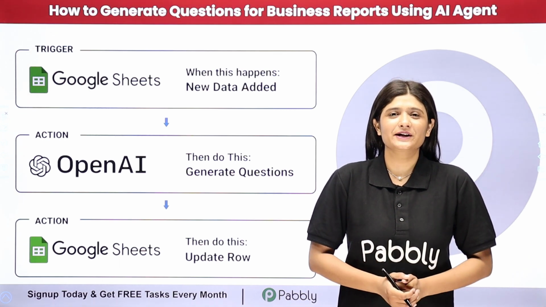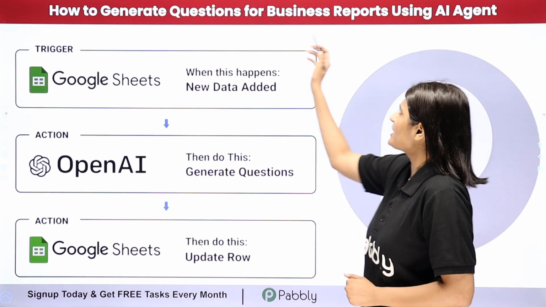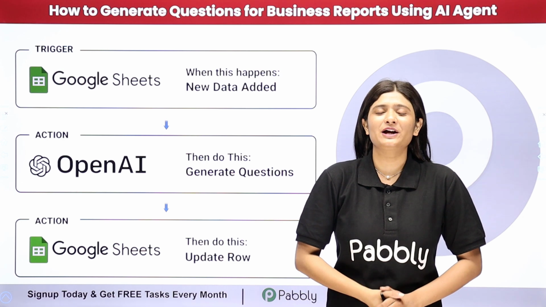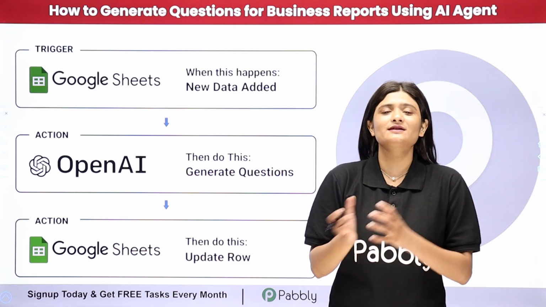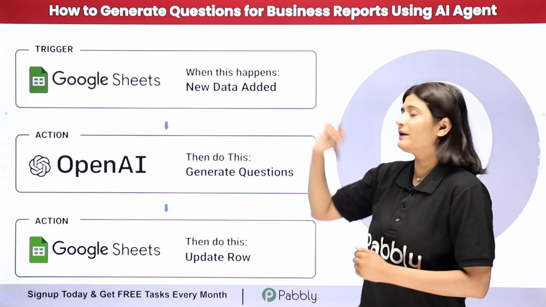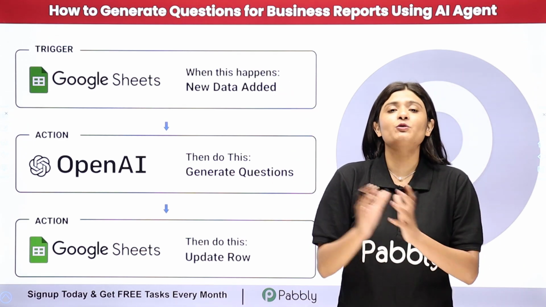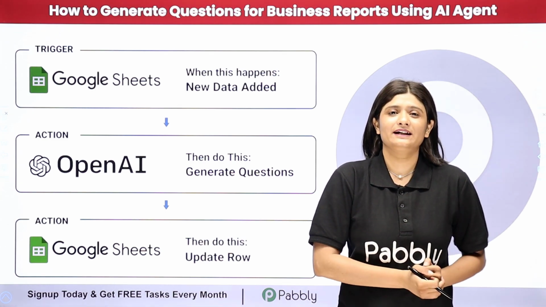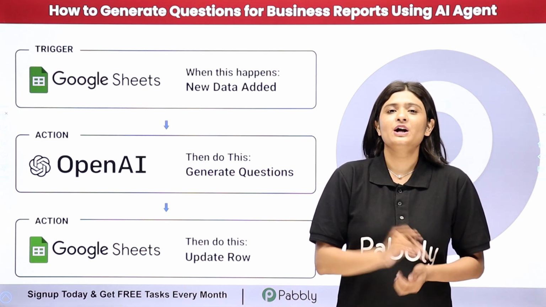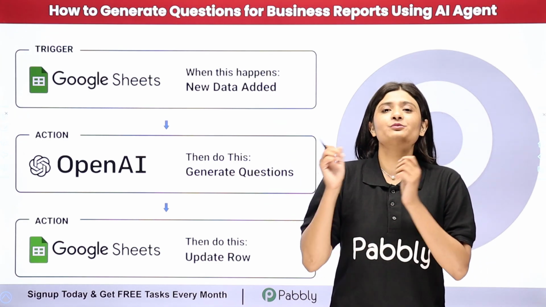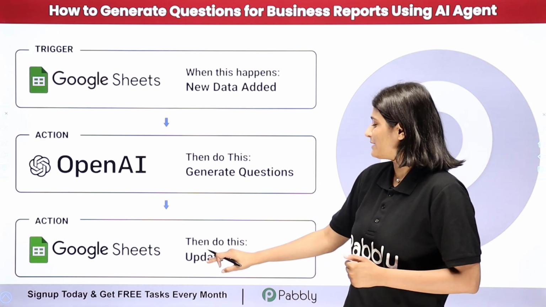In this video, we are going to learn how to generate questions for business reports using AI agent. So let's suppose I'm running my online business and I'm creating the business reports for that. Now I want that whenever I add a new report in my Google Sheet spreadsheet, the response should be automatically generated, which means the question should be automatically generated based on this report which I'm going to add in my Google Sheet spreadsheet with the help of AI agent, and it should be automatically added to my Google Sheet spreadsheet.